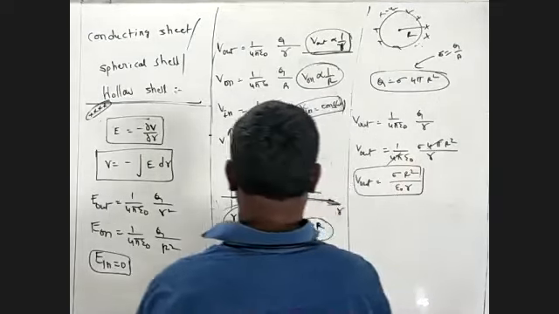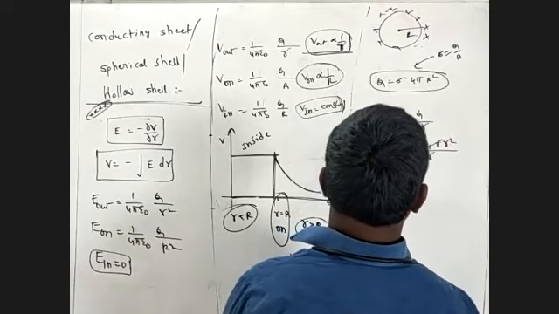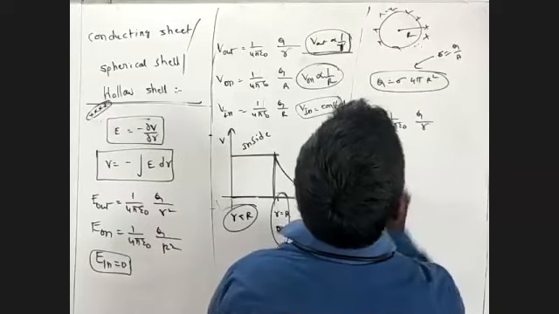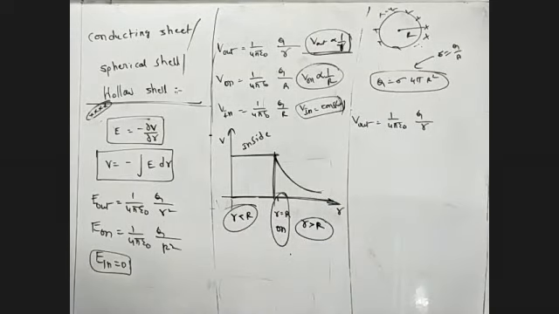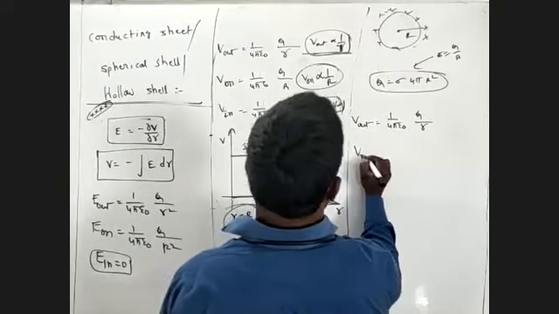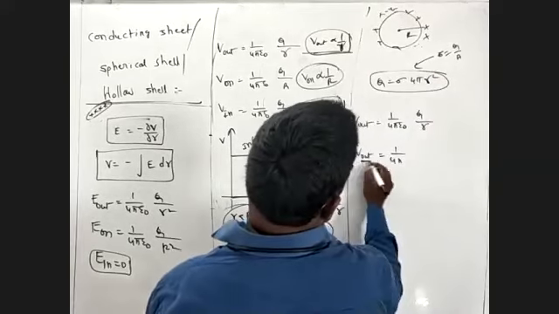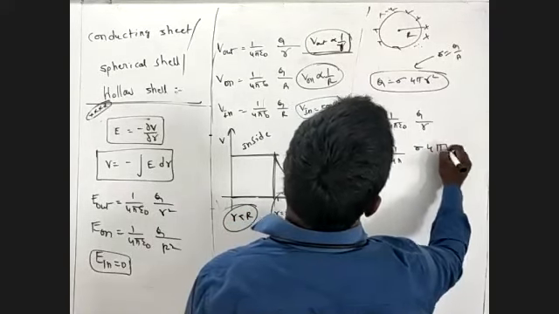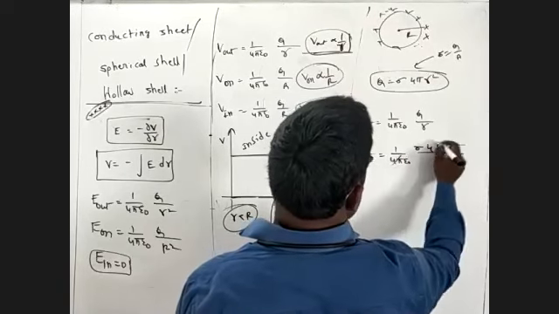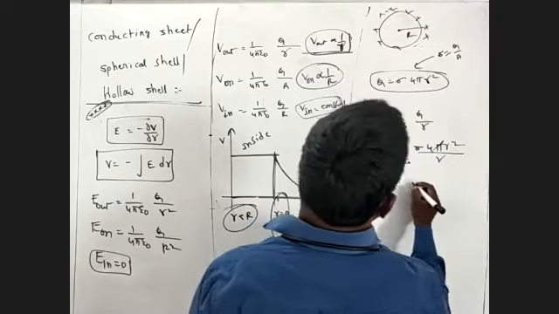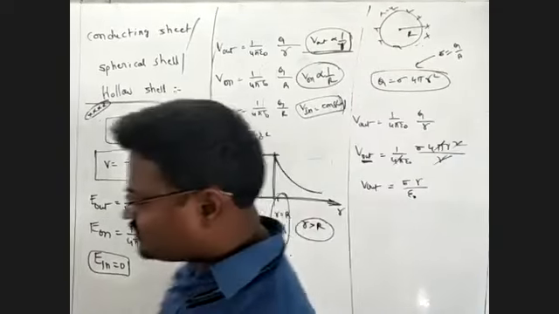Here we are taking small r, outside. So V out is equal to 1 by 4 pi epsilon naught, sigma 4 pi R squared by small r. The 4 pi cancels, and V out is equal to sigma R squared by epsilon naught r.